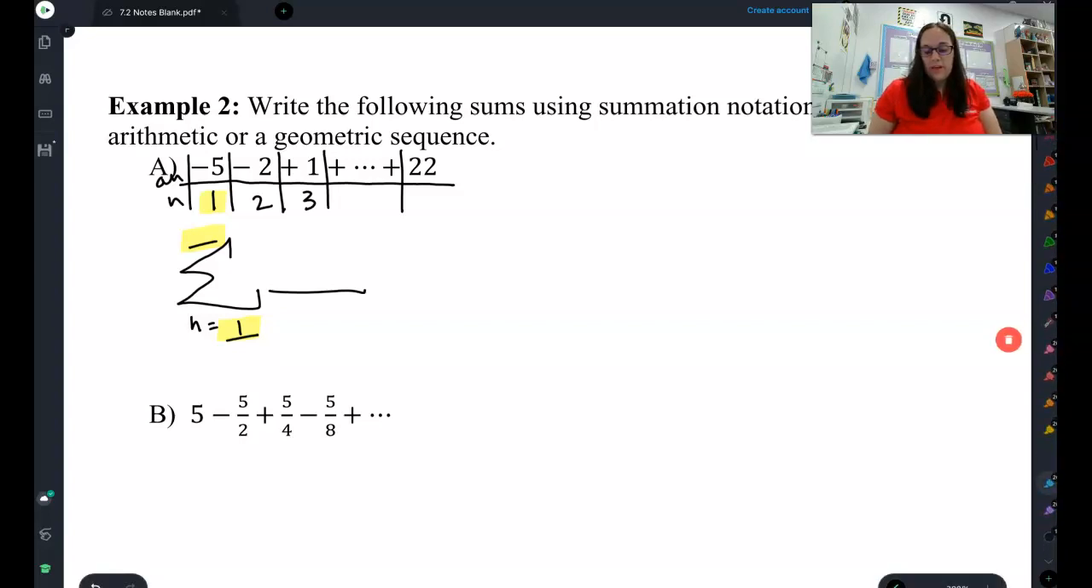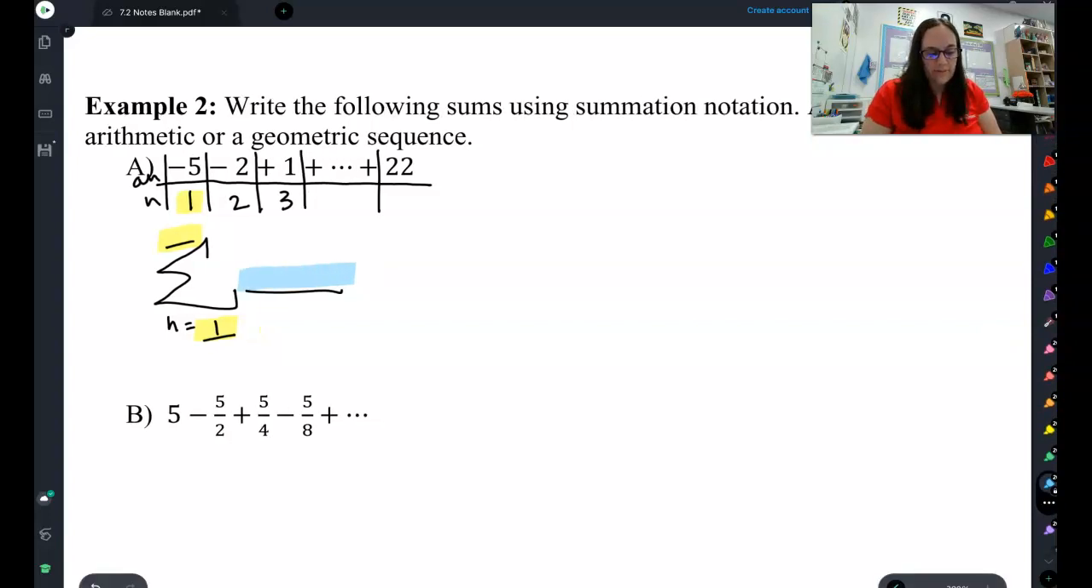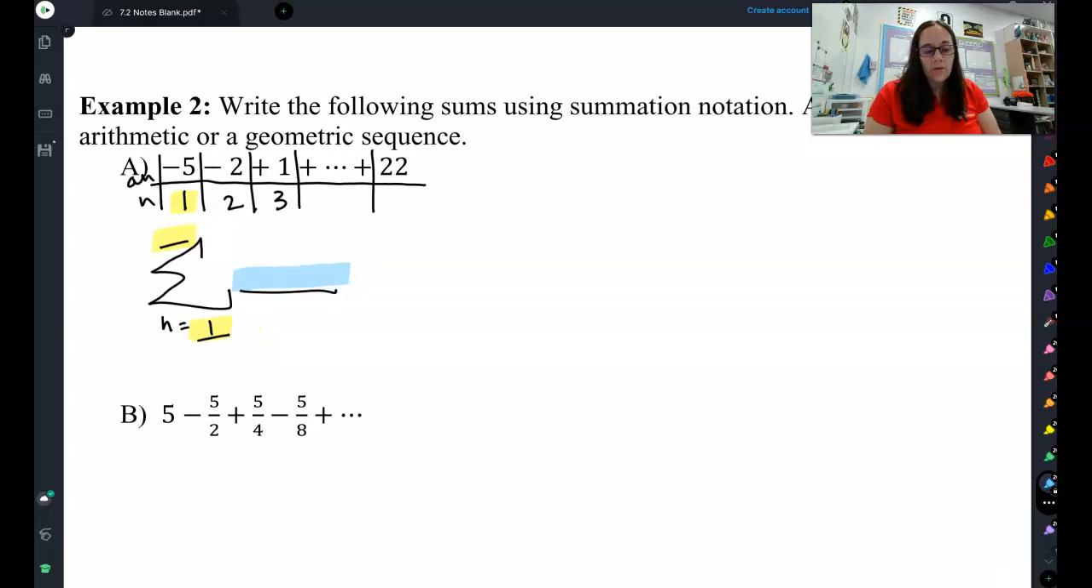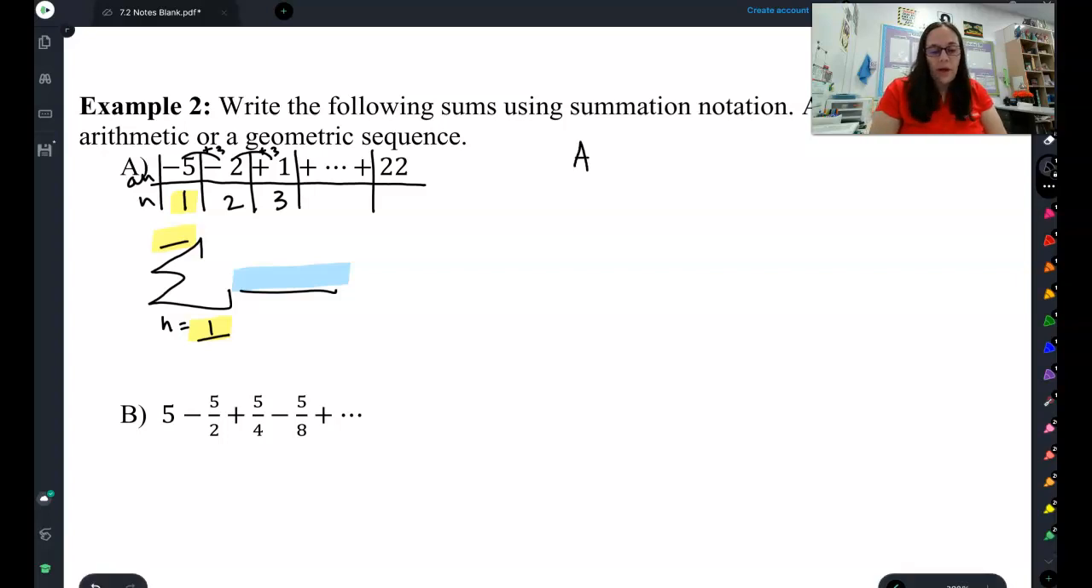Now, this inside part is the equation for this sequence. And we learned how to write those equations last class in 7.1, the explicit formula equations that are on your reference sheet. All we need to figure out is if it's arithmetic or geometric. So this one, I'm adding 3 each time. So this is going to be arithmetic.